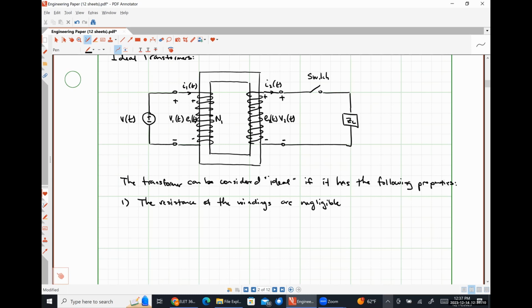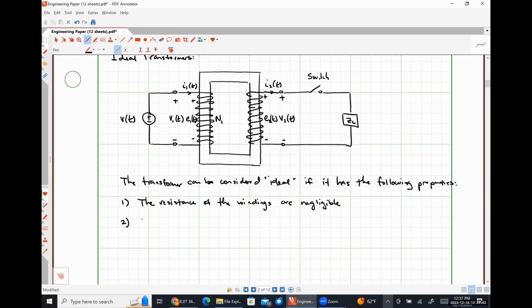So this means a couple of different things. One, we're not going to have any losses due to heat from our windings heating up or anything like that when we pass current through it, which we would represent with a resistance. Since we don't have that resistance, we therefore don't have a voltage drop. And so our terminal voltage V1 and our induced voltage E1 will be the same thing. On the secondary side, our terminal voltage V2 and our induced voltage E2 will also be the same thing. Okay? So that's one assumption that we're making.